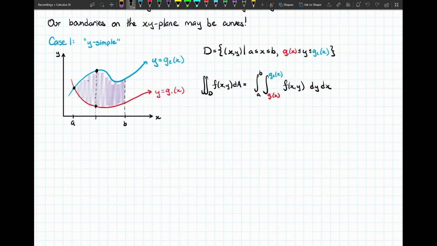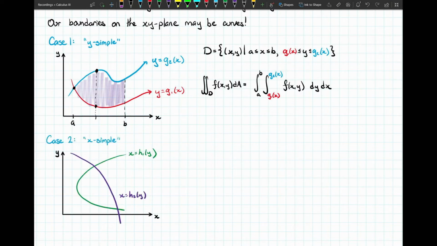Now, not every region is going to be y simple, because not every curve on the xy plane can be easily written as a function y equals g of x. So let's take a look at case 2. In case 2, let's suppose that we have a region bounded by two functions of the form x equals h of y. We'll use h1 of y and h2 of y. And here's our region bounded by those two curves.